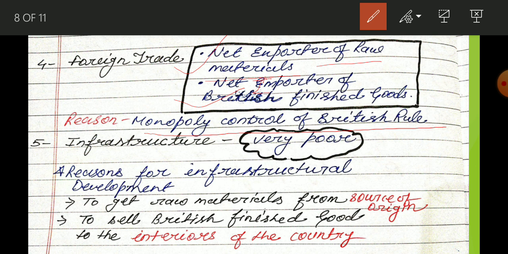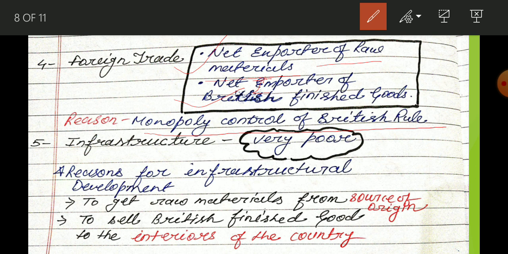Monopoly, you know the term: mono means single, poly means seller. So here is the monopoly control of British rule. That is why we became a net exporter of raw material and a net importer of British finished goods. So this is the condition of foreign trade on the eve of independence.